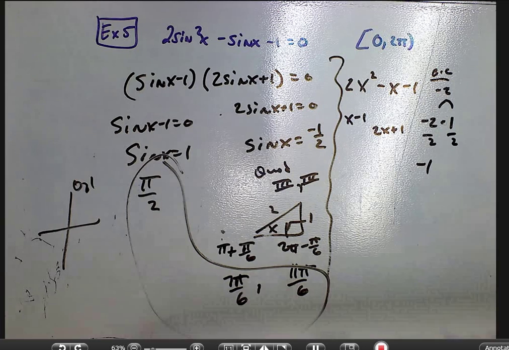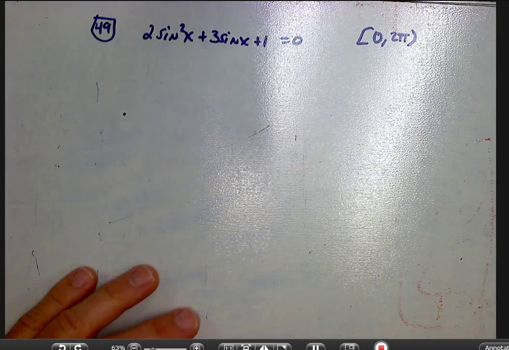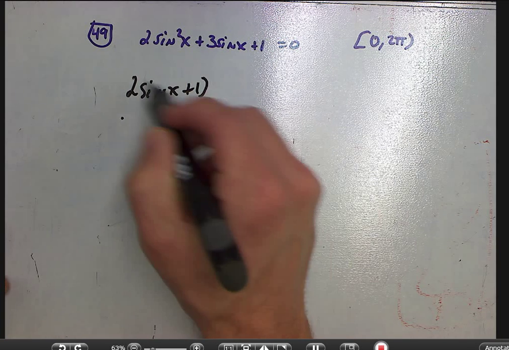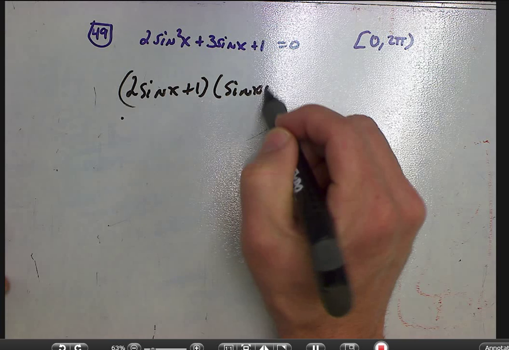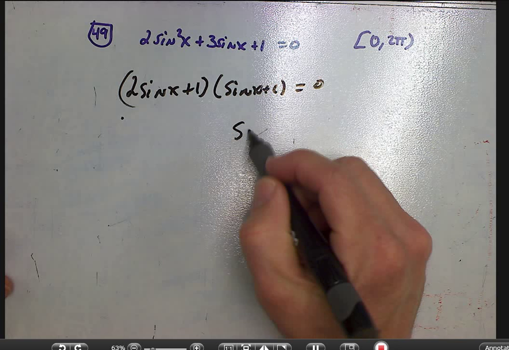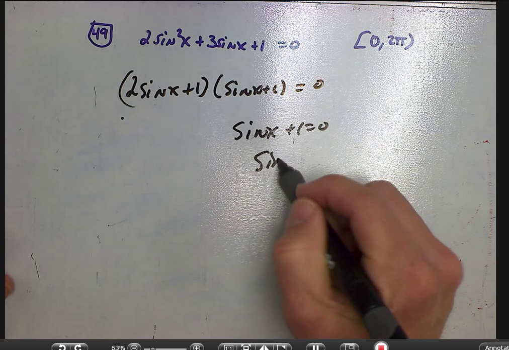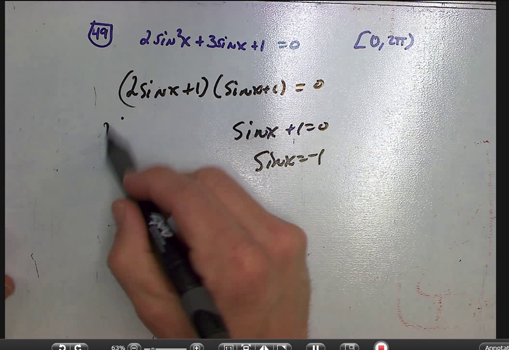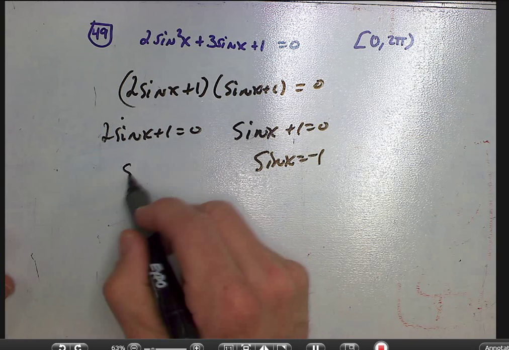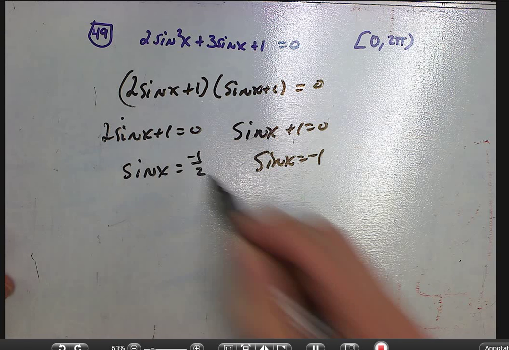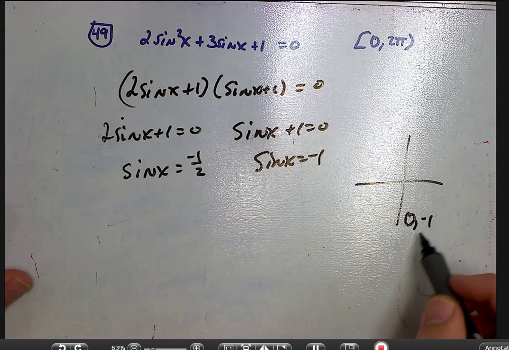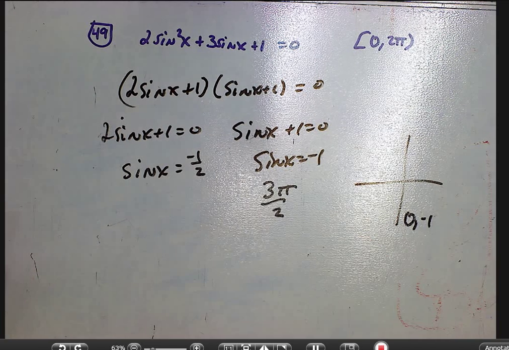Alright, last problem to try, number 49. That's going to factor into 2 sine x plus 1 and sine of x plus 1. If you need help factoring, let me know. Solve these by setting them equal to 0. 2 sine x plus 1 equals 0. So if I subtract 1 and divide by 2, I get sine x equal to negative 1/2. Sine of x is negative 1. Sine is y, so that's down here. So that's 3 pi over 2.